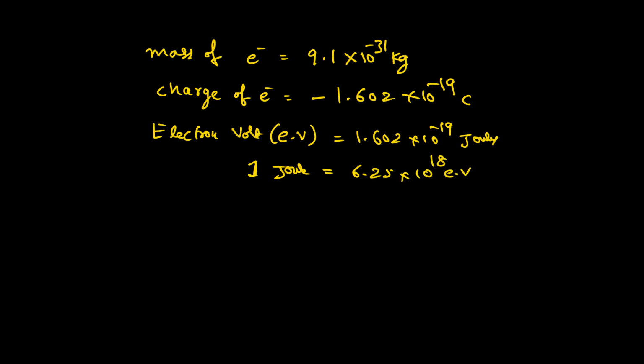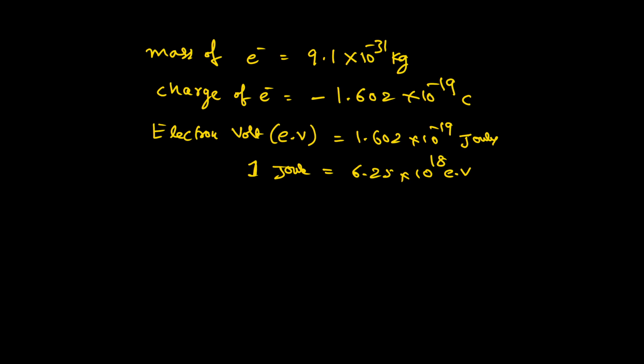Generally in this subject we have to use the word electron volt for energy purposes, because here we have to apply very small energy. Units of very small energy are measured in terms of electron volts. That's why I wrote here the relation between electron volts and joules.